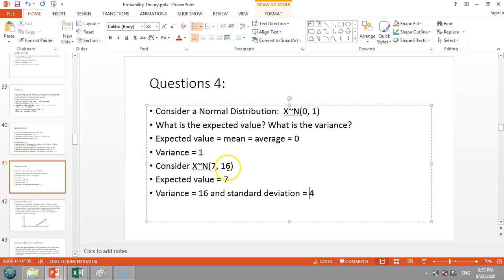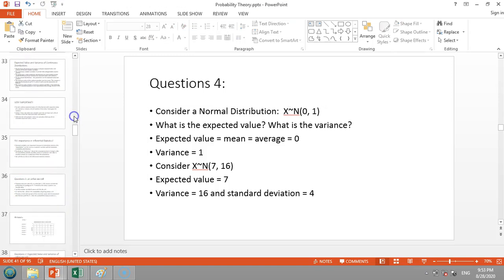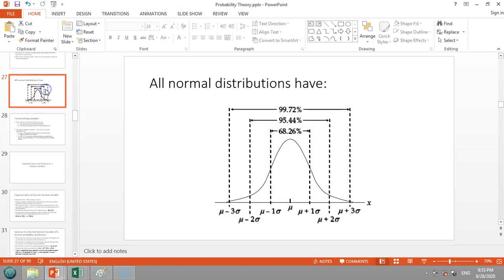How is this distribution going to look like? 7, 16. I'll show you. You see here 4. This will be here, 7. It will be centered at 7. And plus minus 4 will be the points here. So this will be 11, and this will be 3. And the majority of the distribution will be here between 3 and 11, with a highly probable area around 7. That's how it's going to look like.